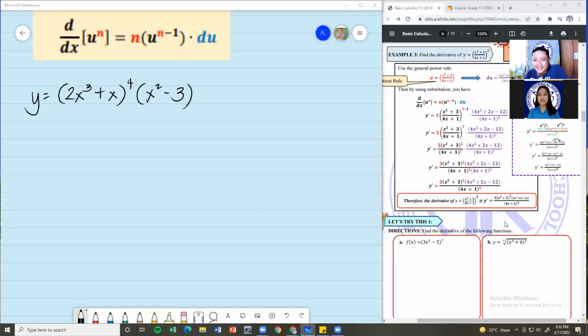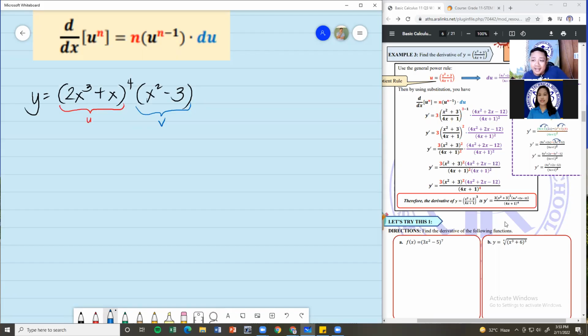Okay, let's continue. Now, this is the exciting part of this chain rule or the general power rule, because in here, we will now be combining some other basic derivative rules. In this case, that is the product rule. So let's consider this as our U, and we consider this as our V. And we notice that our U is a chain rule. It's differentiable by chain rule. So therefore, when we differentiate that, we will apply the chain rule.